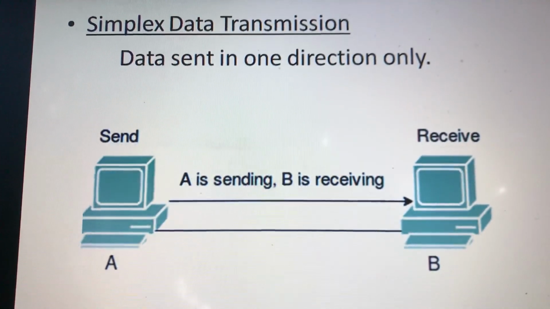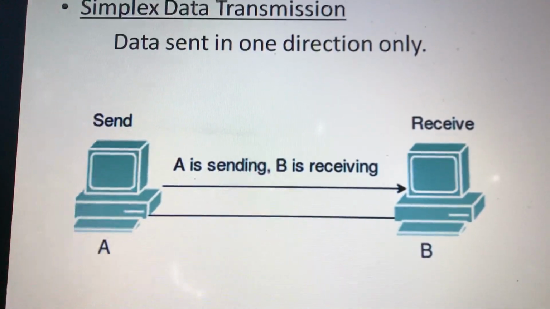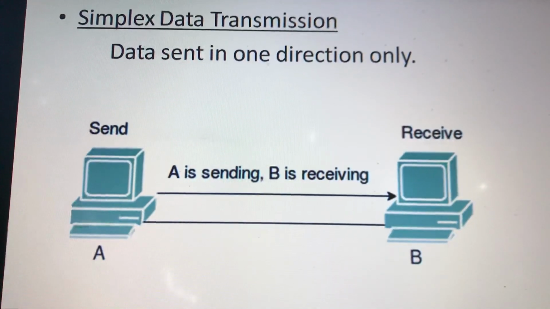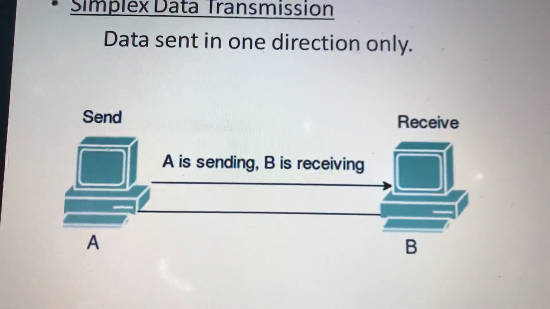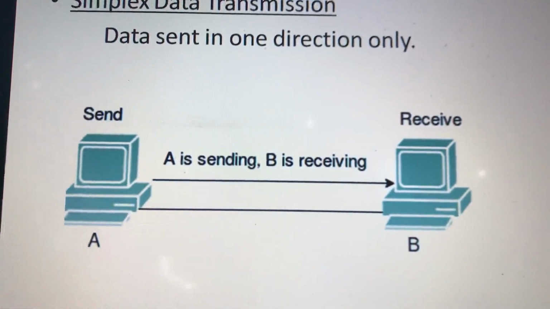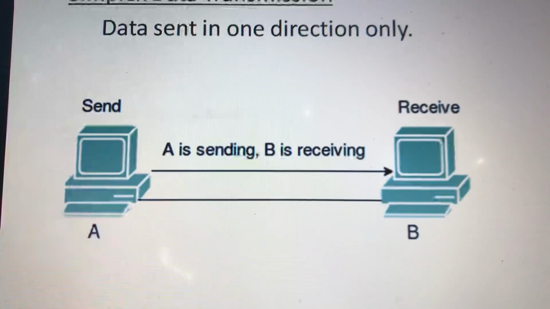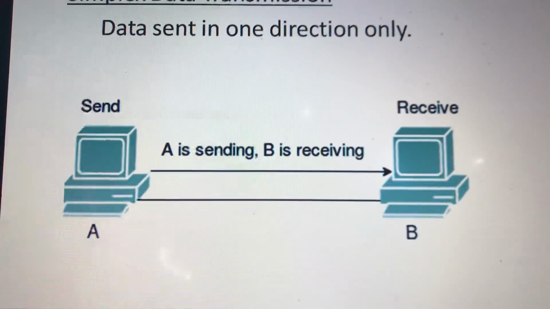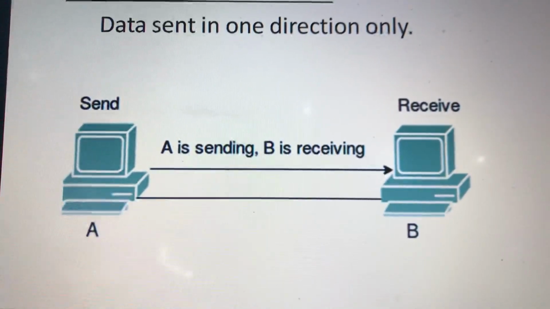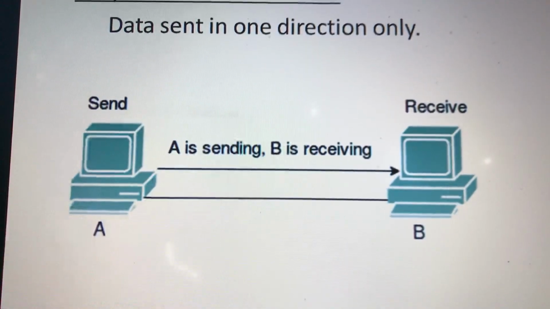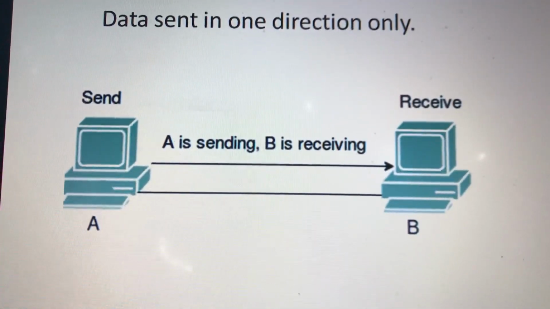Simplex data transmission. Data can be sent in one direction only. As you can see in the diagram, computer A is sending a file to computer B, which is a receiver. We can also take an example that data is sent from a computer to the printer. Only the computer can send the command to the printer, the printer does not reply back to the computer.